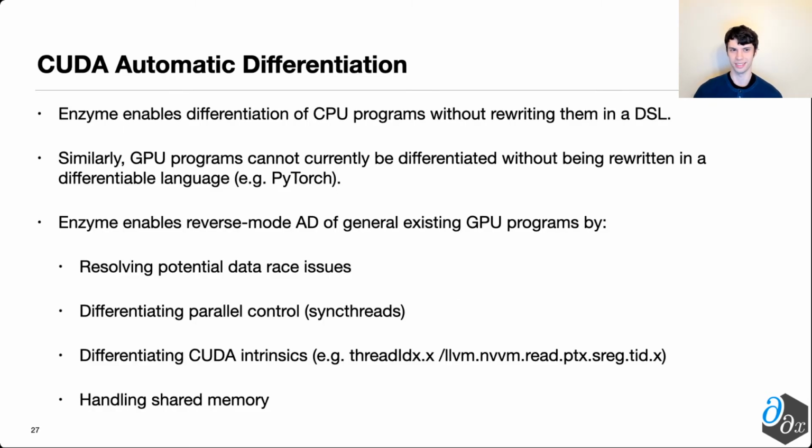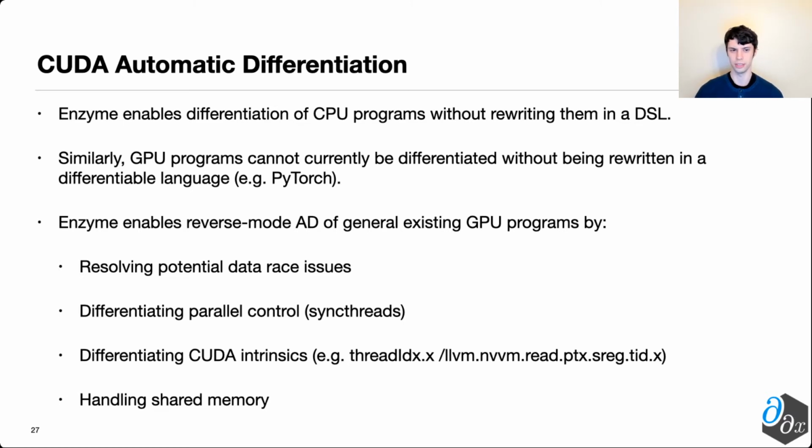Now on to the fun part for this audience, automatic differentiation of CUDA kernels. So previously in this talk, we showed how Enzyme enables differentiation of arbitrary CPU programs without having to rewrite them inside of a DSL. Similarly, one may want to be able to import existing GPU programs or otherwise differentiate a program that calls some pre-written CUDA kernel. Unfortunately, it cannot currently be done without having to similarly rewrite the GPU program in a differentiable language such as PyTorch. Enzyme alleviates this by enabling reverse mode automatic differentiation of GPU programs.